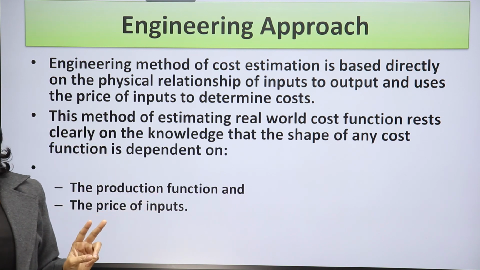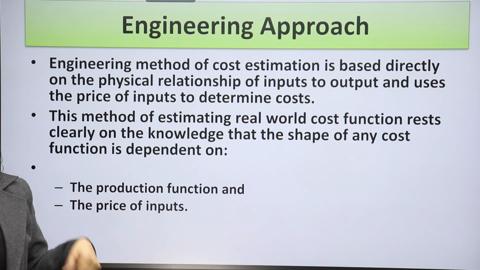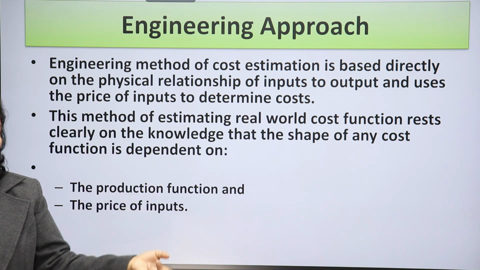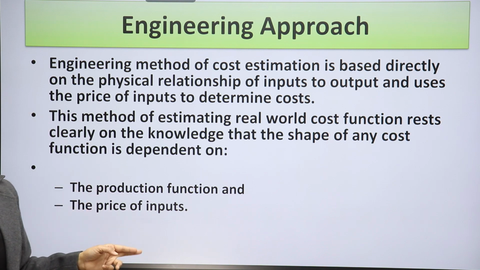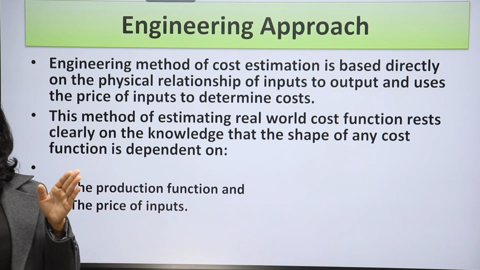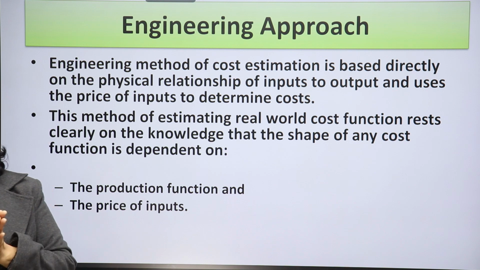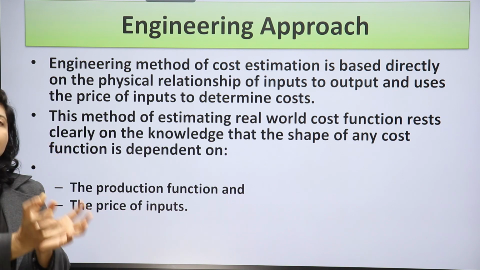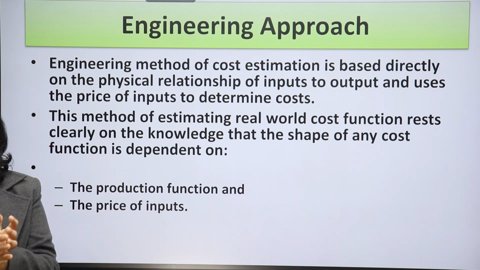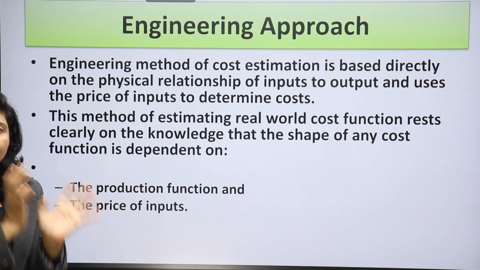So two things are important: production function and price. Production function we will be dealing in our next video. And what is price of inputs? Production function is nothing but the technological relationship between inputs and output. That means what is the quantity you have produced with the amount of inputs you have at your hand.